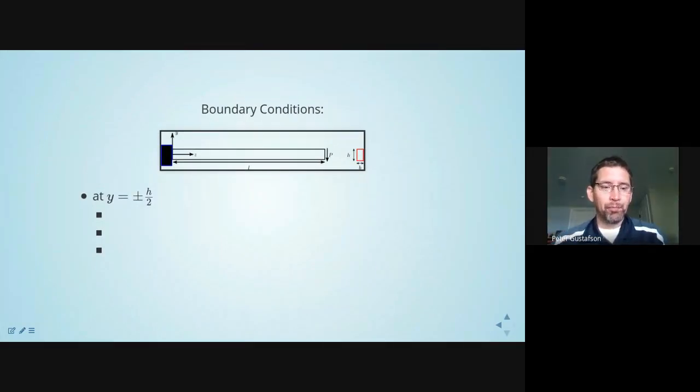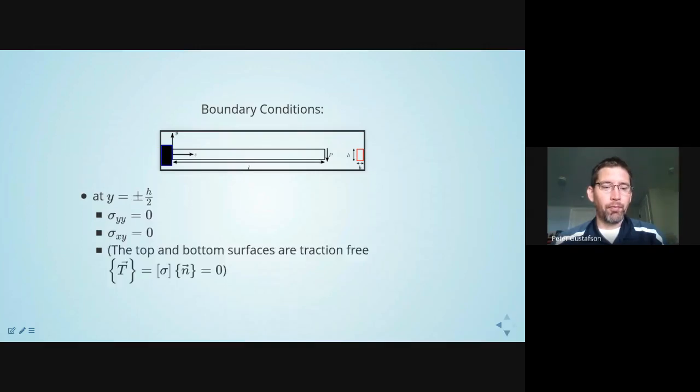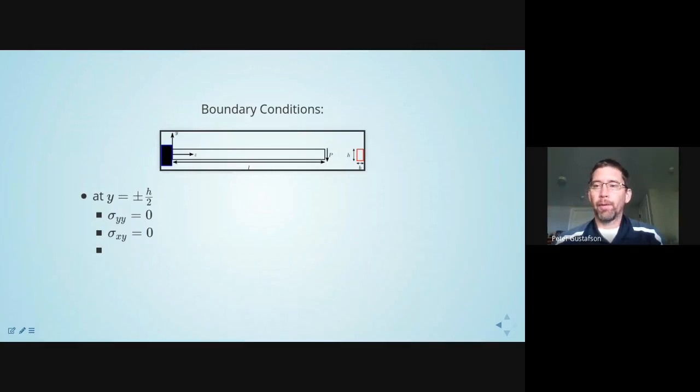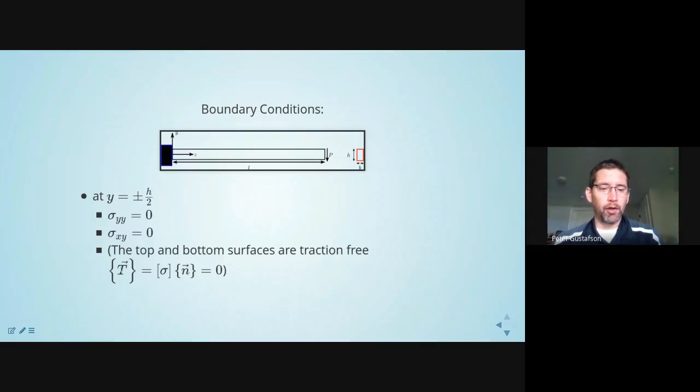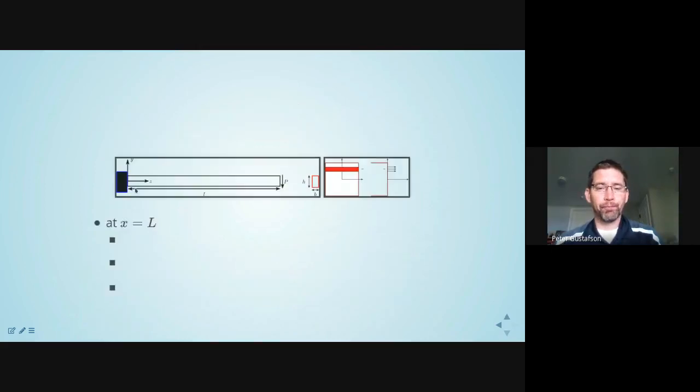Last but not least, we can write the entirety of the traction vector. In this case, it's a 2-dimensional traction vector. T is equal to sigma dot n and is going to be equal to 0. We can see from this, n is going to be (0, 1), so it's in the y direction. We're going to have stresses that have these components to them.